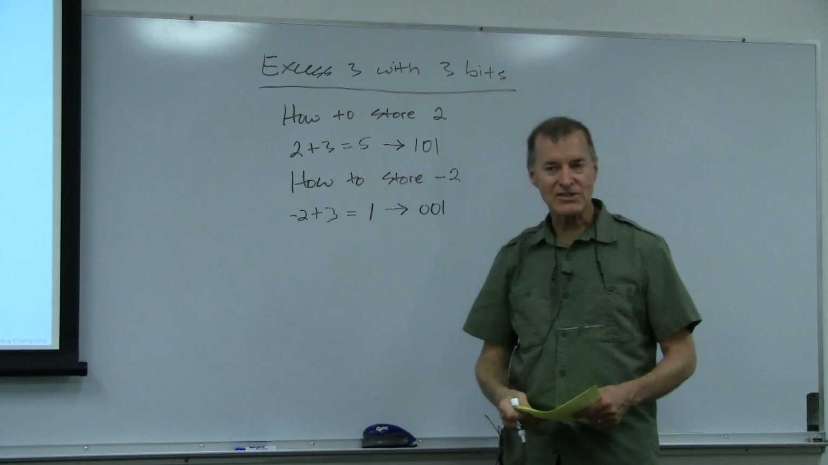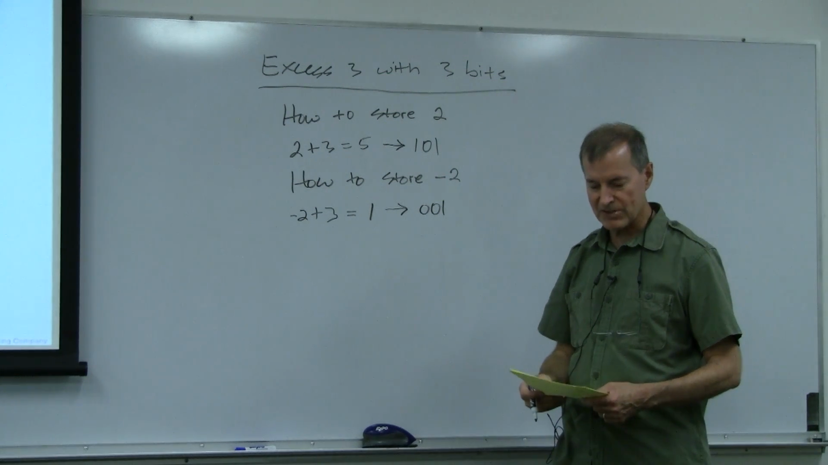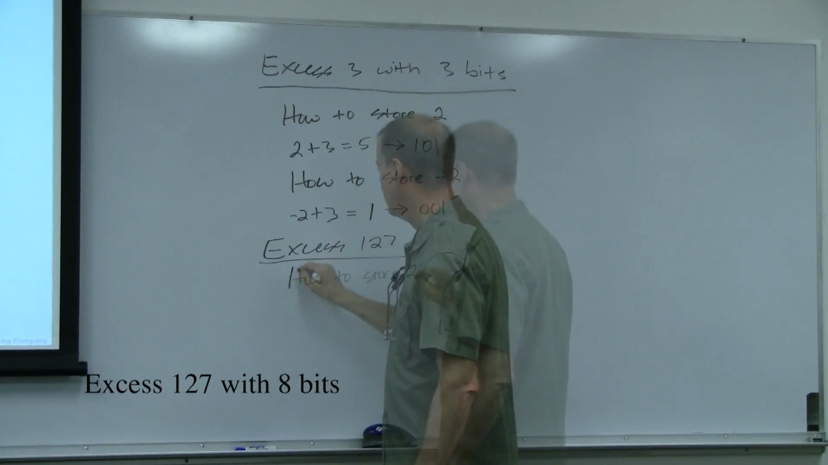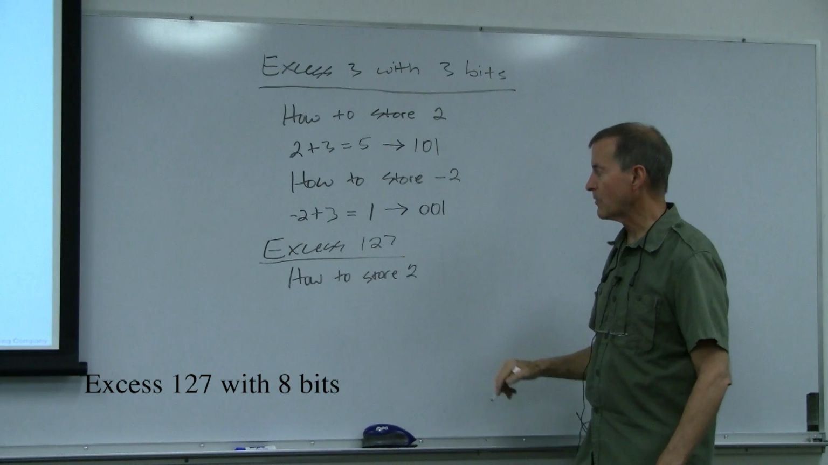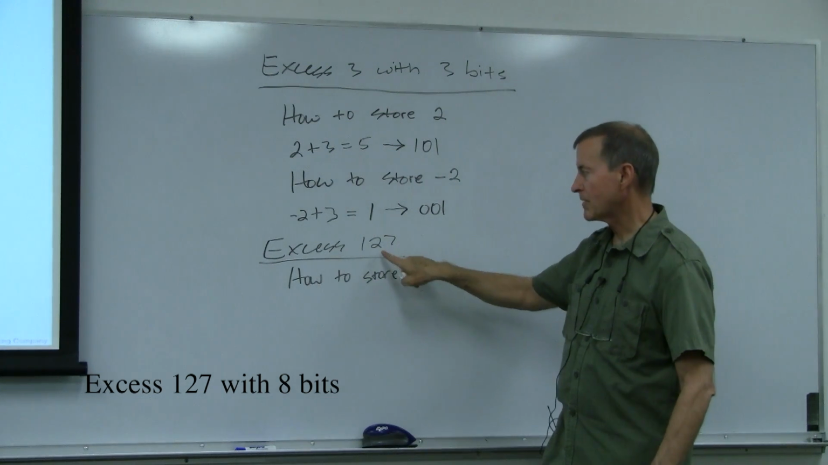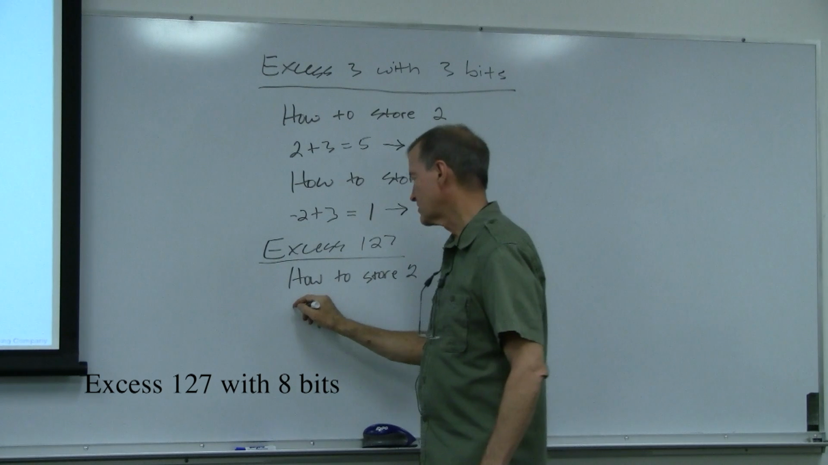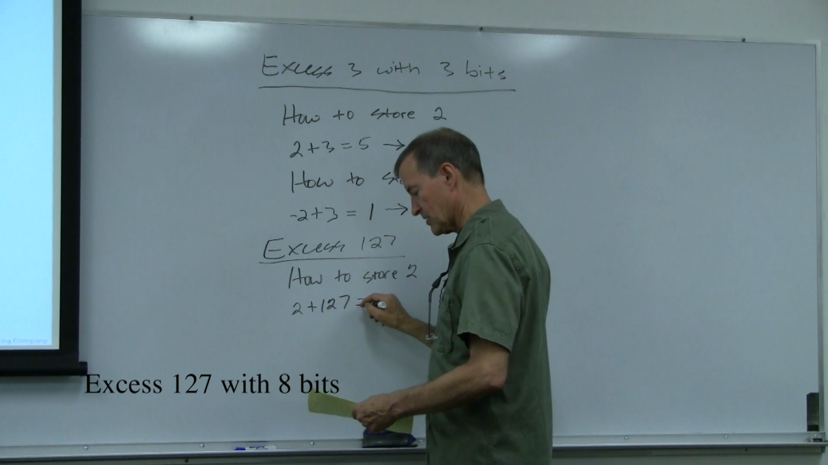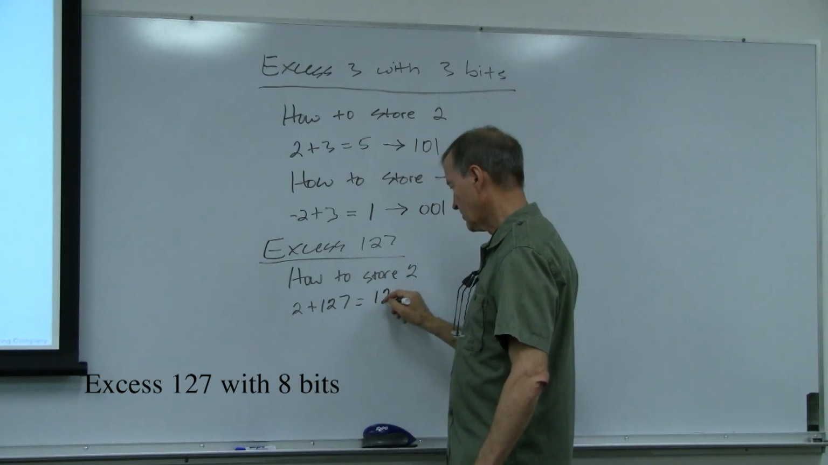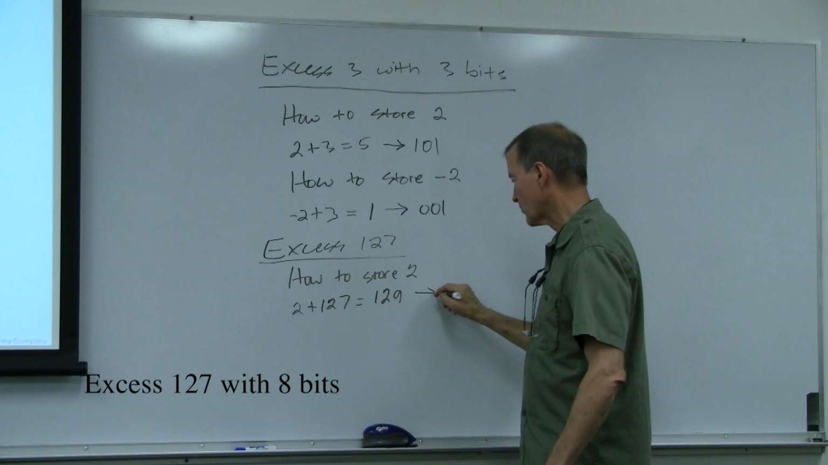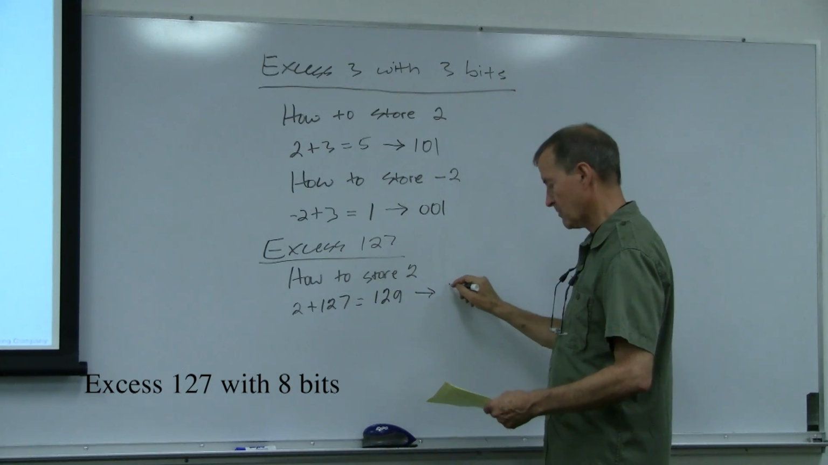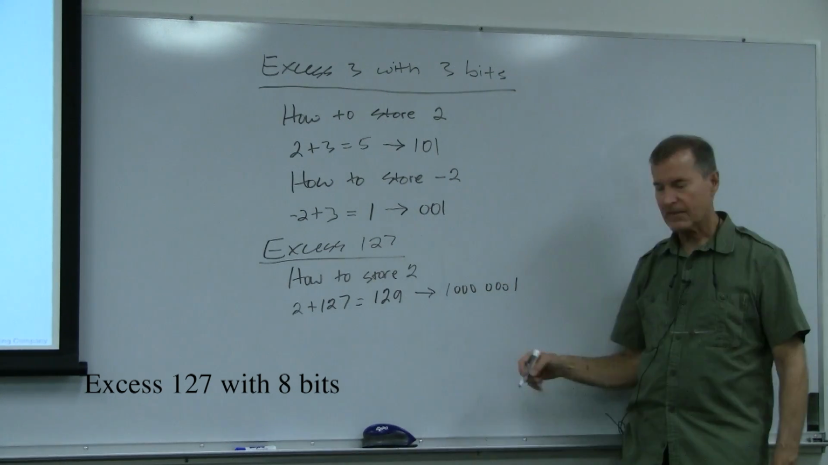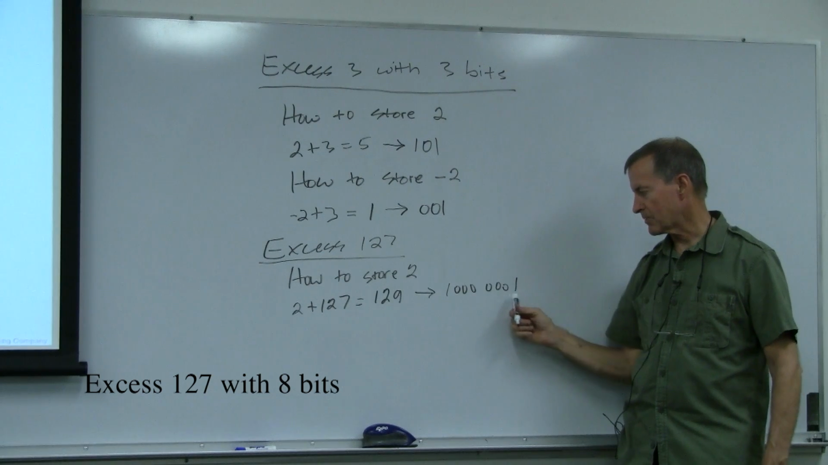Now, of course, in a real system, it's not just excess 3. A common one is excess 127. So, how would you store 2? You would take 2 plus 127, and what does that equal? 129. If you convert that to binary, it's going to be 1, 0, 0, 0, 0, 0, 0, 1. And you can tell this is 129 because it's 128 plus 1.